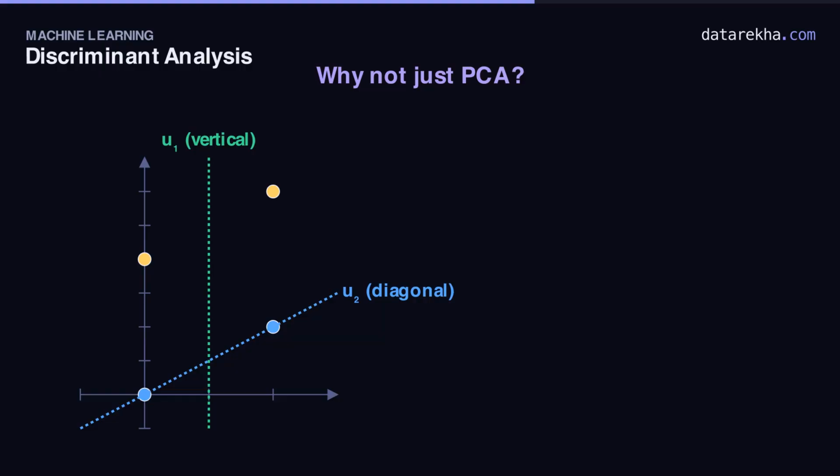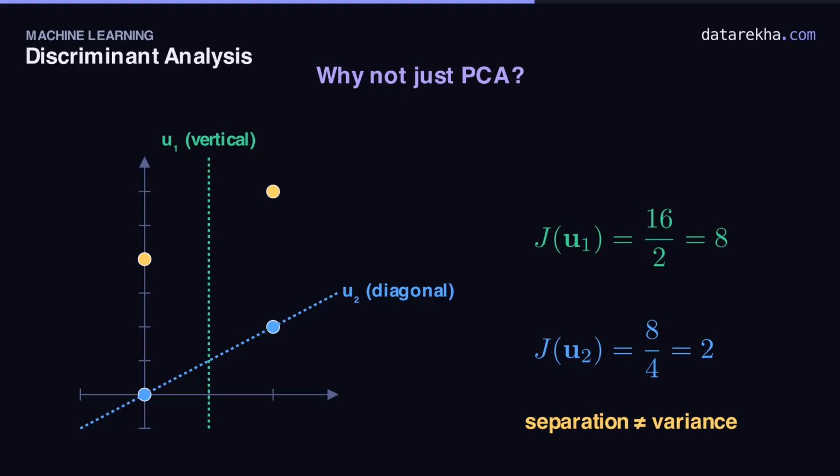We'll score each with Fisher's ratio. Project onto the vertical. The class means land at 1 and 5, a gap squared of 16, over a spread of 2. Fisher's ratio is 8. Project onto the diagonal instead. The means squash closer, gap squared of 8, over a larger spread of 4. The ratio is only 2. 8 beats 2. So LDA picks the vertical, even though PCA would have grabbed the diagonal for its bigger variance. Maximum variance is not maximum separation. That gap is the whole reason LDA exists.